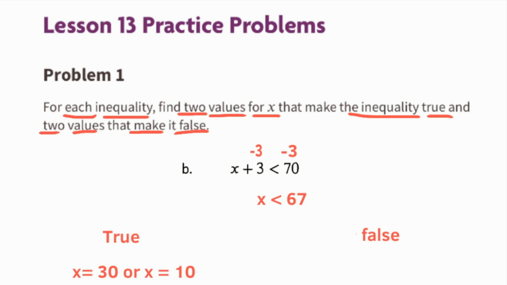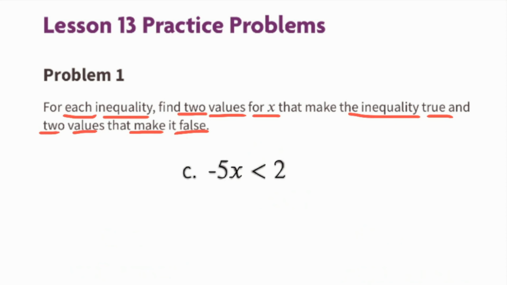Anything less than 67. Values for x that would make this inequality false would be any values that are not less than 67. For example, x could be 90 or x could be 100. Anything not less than 67 would make this inequality false.